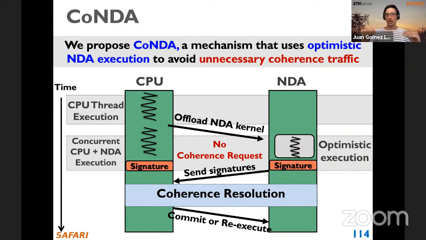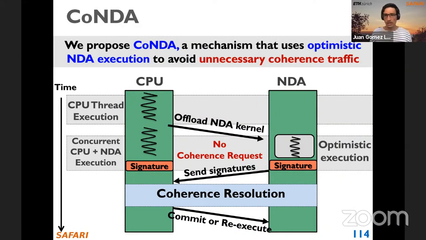At the end of the execution, at the end of the NDA kernel, we check what has really been updated. And if it turns out that both the CPU and the NDA accelerator have worked and updated the same cache line, then we cannot continue the execution as such. We cannot commit the execution of the kernel. So we need to update the values on the memory side and re-execute.